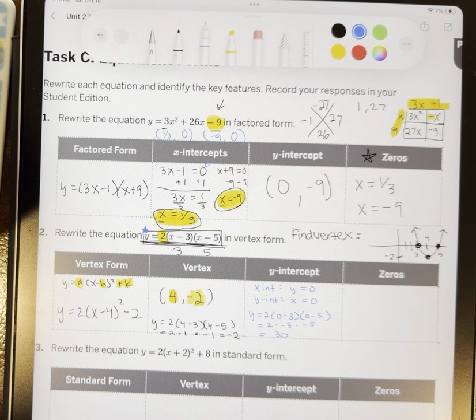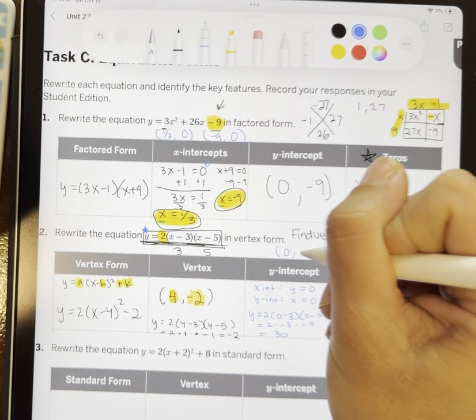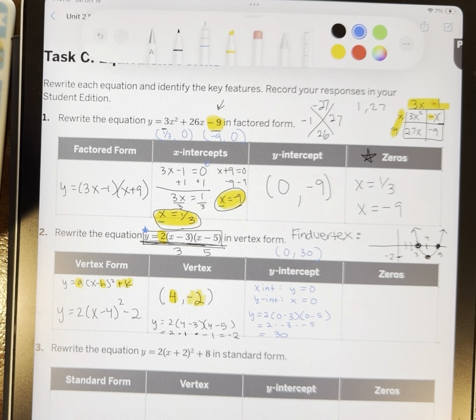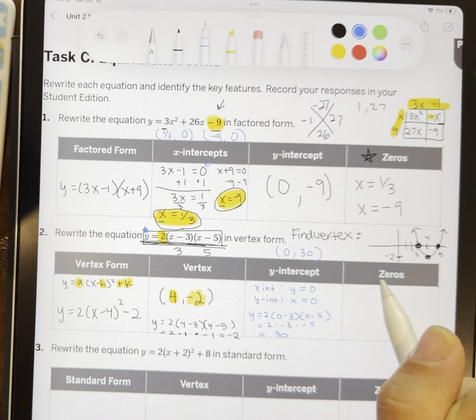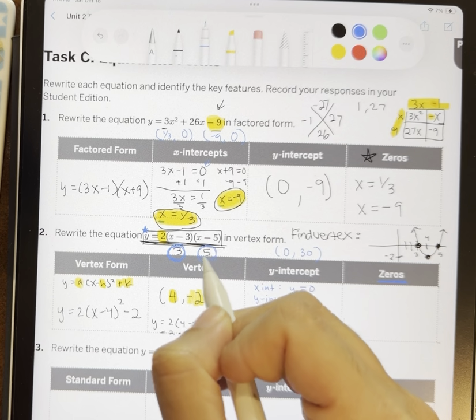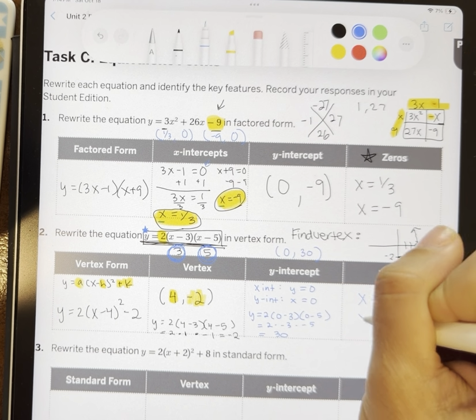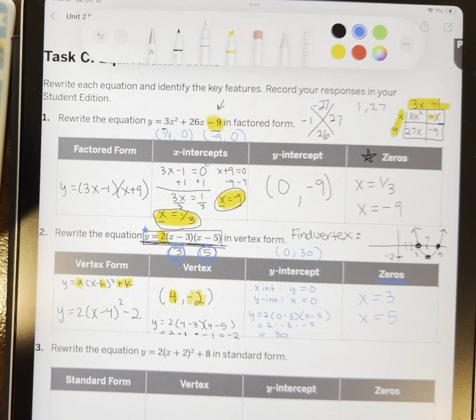Okay, so what's the y-intercept? It's 30, but it needs to be dressed up like a point, all right? So that means I need a 0 where the x is and a 30 where the y is, with the parentheses, the comma, everything, all right? And now it wants the zeros of this. That's something I actually knew all along. Remember, they're almost the same as x-intercepts. That 3 and the 5, just x equals 3, x equals 5. We're done here.